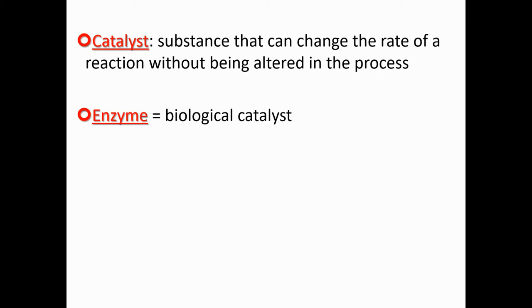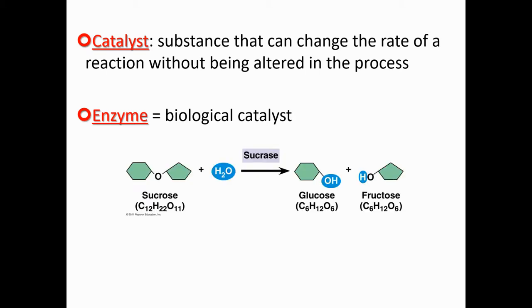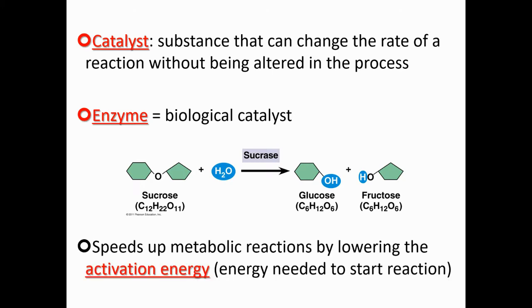Enzymes are biological catalysts that help speed up and break down things in our body. They help speed up these chemical reactions, either building or breaking down molecules. For example, if we want to break sucrose down into glucose and fructose, we have an enzyme called sucrase that helps that process. Sucrose will just naturally break down, but the cool thing is we can add an enzyme to it and it will help speed up that process. Two things enzymes will do: they can speed up the reaction, or they can help lower the activation energy.